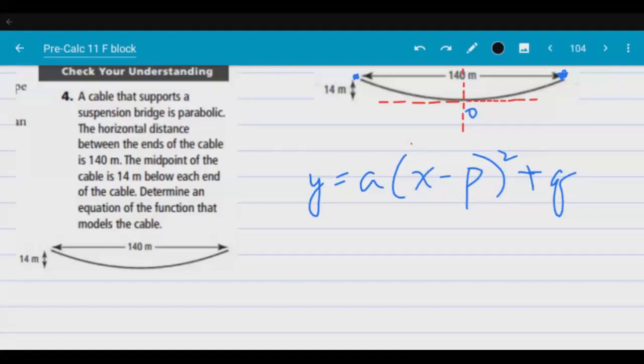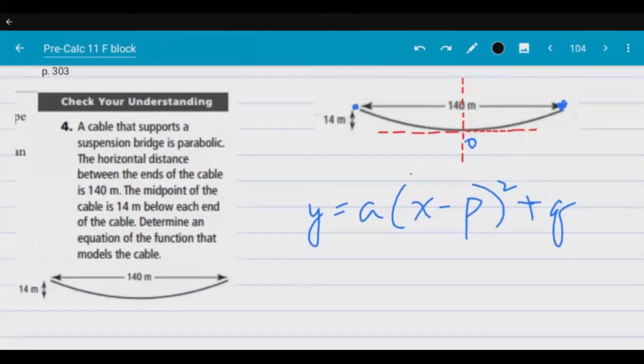So a cable that supports a suspension bridge is parabolic. The horizontal distance between the ends of the cable is 140 meters. The midpoint of the cable is 14 meters below each end of the cable. Determine an equation of the function that models the cable.